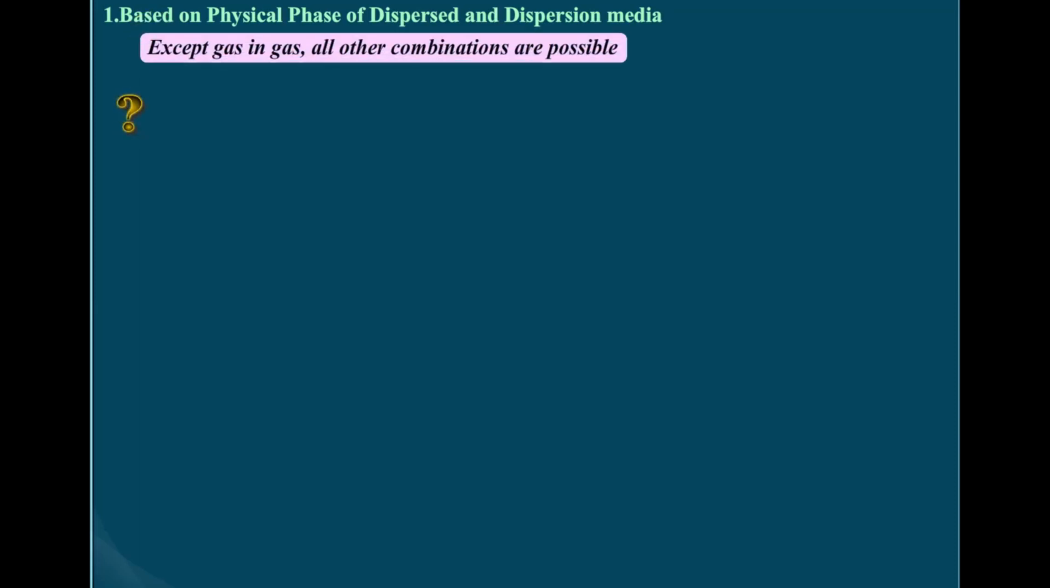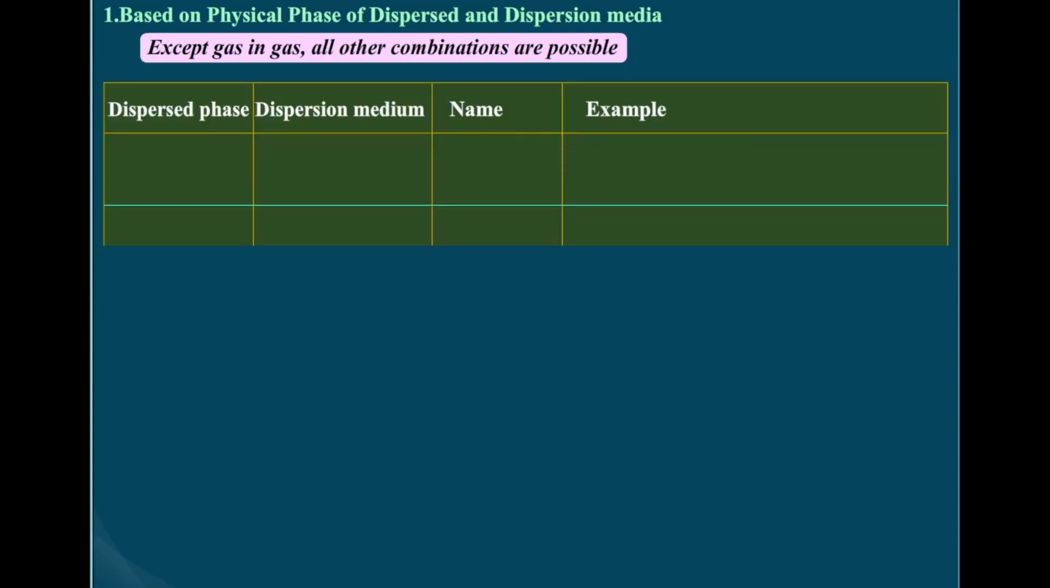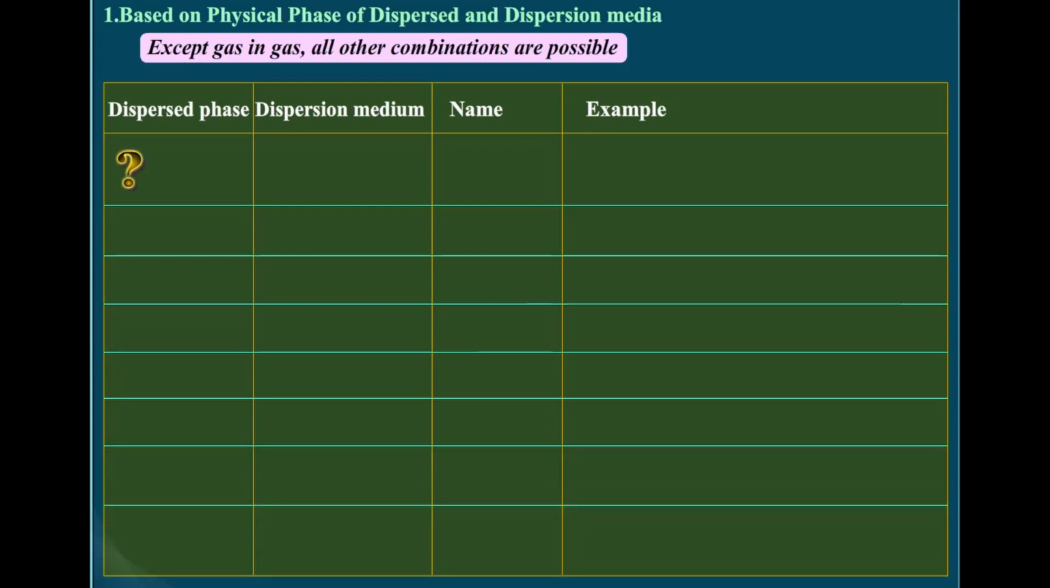There are about 8 types of colloidal systems depending upon whether the dispersed phase and dispersion medium are solids, liquids or gases. A gas mixed with another gas forms a homogeneous mixture and hence is not a colloidal system. So except gas in gas, all the other combinations are possible. Now here a table is coming up. We have the dispersed phase, dispersion medium, the type or name of colloid, and the example.